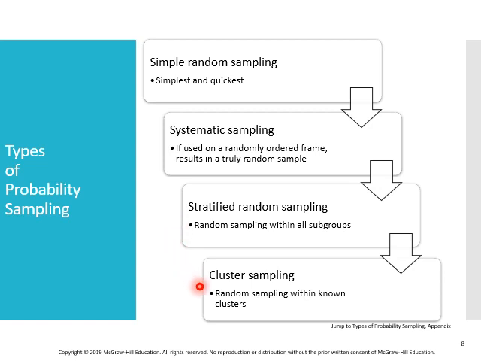Now let's talk about cluster sampling. Cluster sampling is different from the earlier three types of sampling that we have discussed. The reason is that cluster sampling is done when we do not know the complete number of the people of that population.